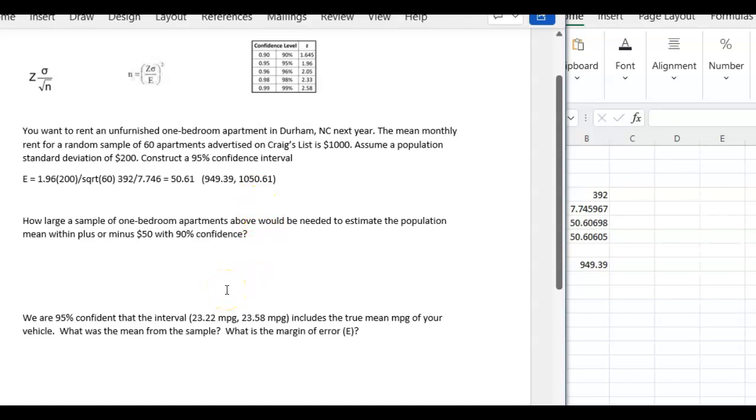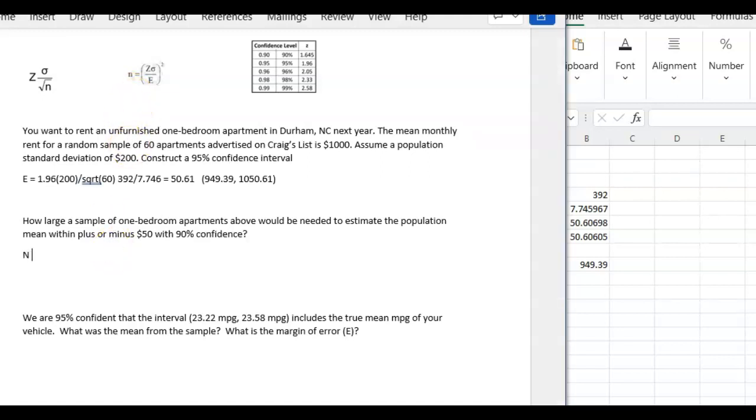Okay, let's go on to the next question. How large a sample of one-bedroom apartments would be needed to estimate the population mean within plus or minus $50 with 90% confidence? So we're going to be using this formula here because we are looking for a sample size. We want to know how many apartments we need to sample and determine their mean such that we are within $50 with 90% confidence.